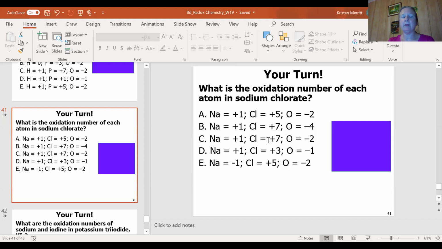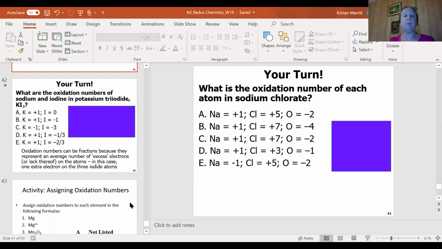So we have a -6 charge coming from the oxygen, a +1 coming from the sodium. So that means that +5 has to be your chlorine. So here's one where the chlorine doesn't follow the normal halogen rule because your oxygen and sodium do, and therefore you have to calculate the chlorine. So the answer is A.